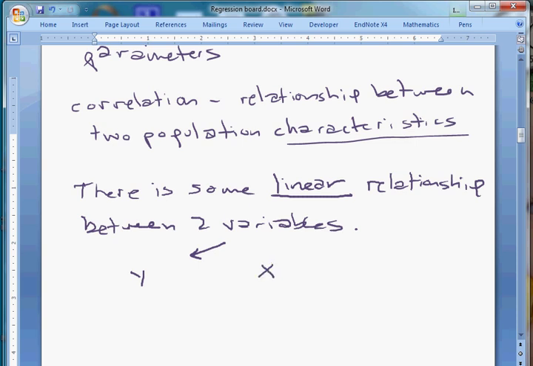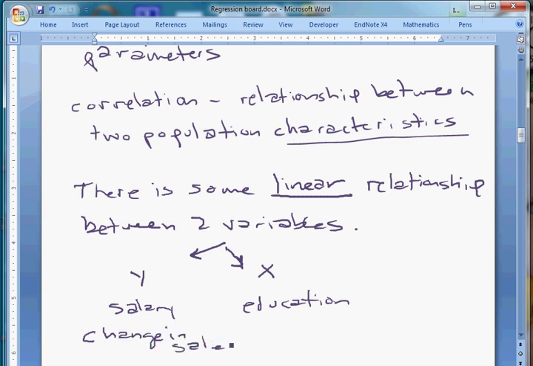Okay, so for example, what might this relationship look like? What might some of these variables be? We might care about, as I said already, salary and education. We might care about, say, a change in sales and how a change in sales affects a CEO's compensation or the composition. That's what I'm going to look at in my example today.